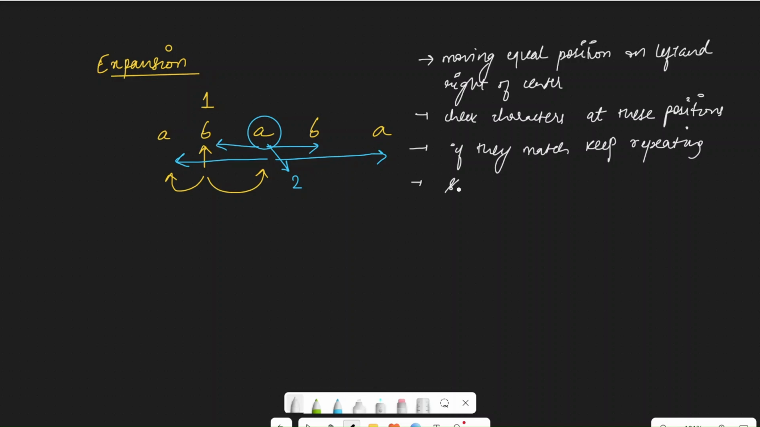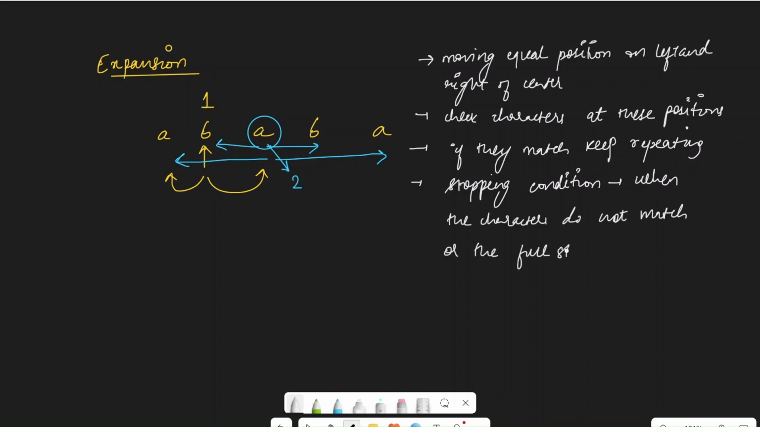So what would be the stopping condition? The stopping condition would be when the characters do not match, or the full string has been checked. So if you see here, we cannot go further than this. There's no second position here, which means that's why we said the longest palindrome that can be formed with B as center would be equal to 1. But here we were able to move 2 steps, but not beyond that.